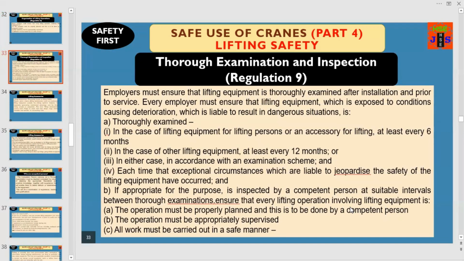In the case of lifting equipment for lifting persons or an accessory for lifting, at least every 6 months. In the case of other lifting equipment, at least every 12 months, or in either case, in accordance with an examination scheme, and each time that exceptional circumstances which are liable to jeopardize the safety of the lifting equipment have occurred, and if appropriate for the purpose, is inspected by a competent person at suitable intervals between thorough examinations.